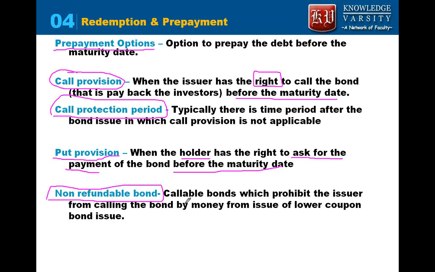So these non-refundable bonds prohibit the issuer from calling the bond by issuance of a lower coupon bond issue. Usually what happens is when the interest rate decreases in the market, the issuer can issue new bonds at a lower interest rate and pay back the money to the bond holders. Bond holders then have the money when the interest rate has declined in the market, and they are forced to invest at a lower rate. So to prevent this, these are the options. So this is beneficial for the bond holders.